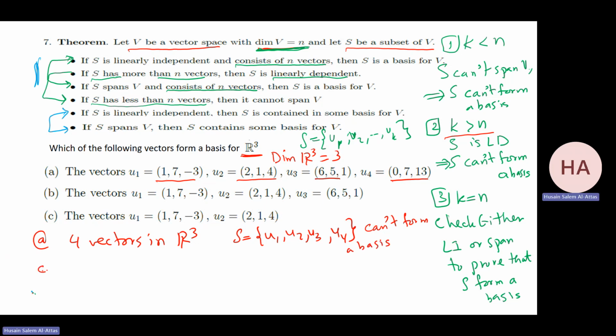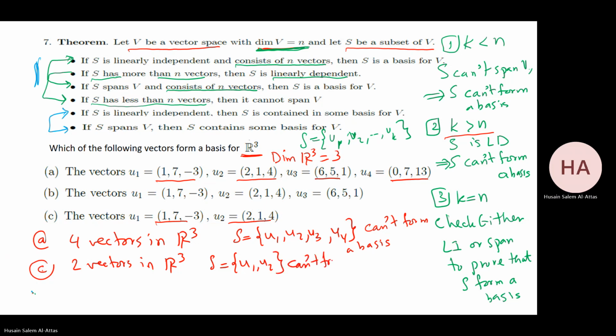Let me do C, then we'll go back to B. How many vectors do we have? We have 2 vectors in R3. So right away, this is my S. It cannot form a basis.